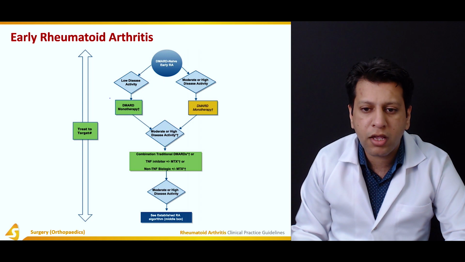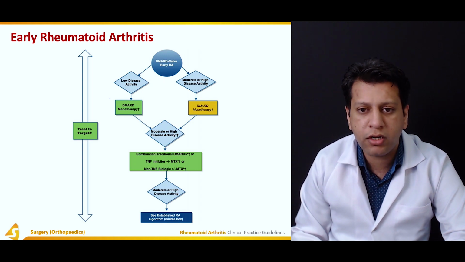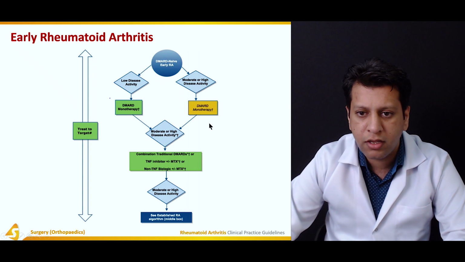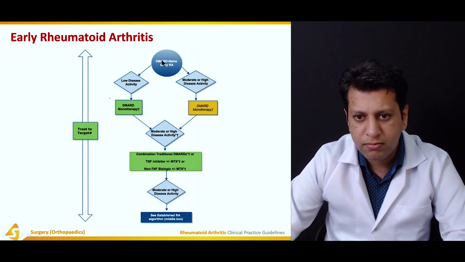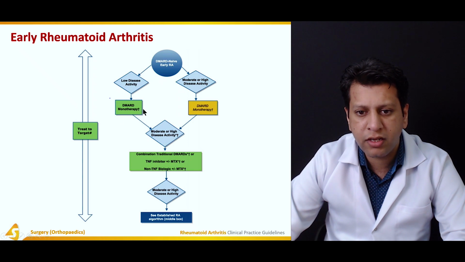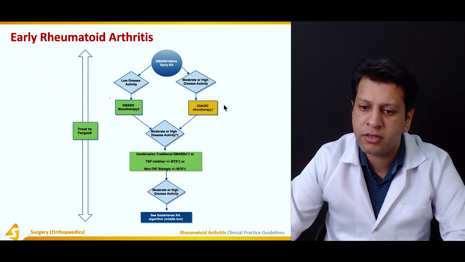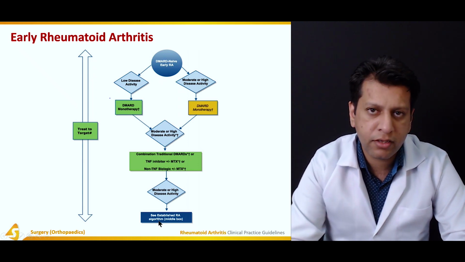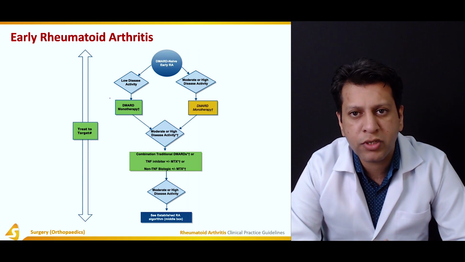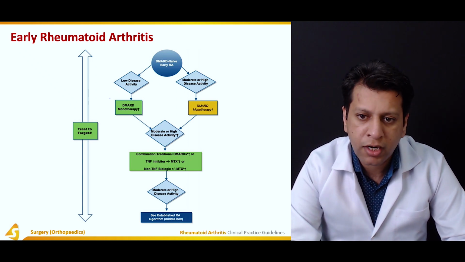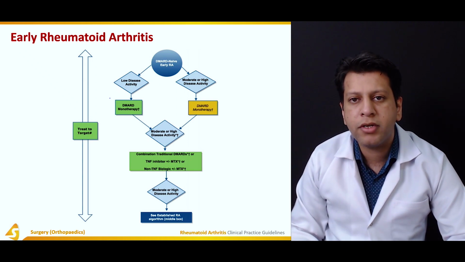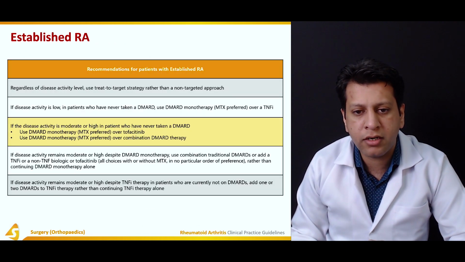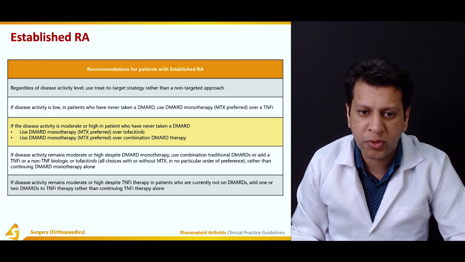Now, this is an activity chart which is showing how to treat an early rheumatoid arthritis patient. If you see over here, this is low disease activity, it's DMARD monotherapy, which is methotrexate. This has to be combined with TNF inhibitors or non-TNF biologics plus methotrexate. If it still keeps high, then we can either start glucocorticoids or switch to the algorithm for established rheumatoid arthritis. Now, if a patient has already established rheumatoid arthritis, what are the recommendations for those patients?